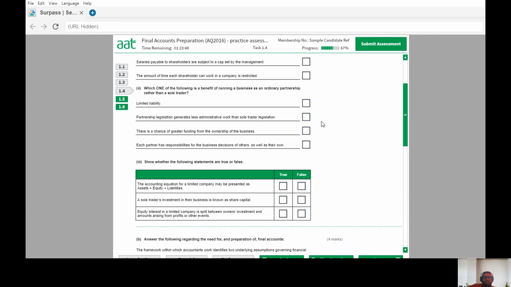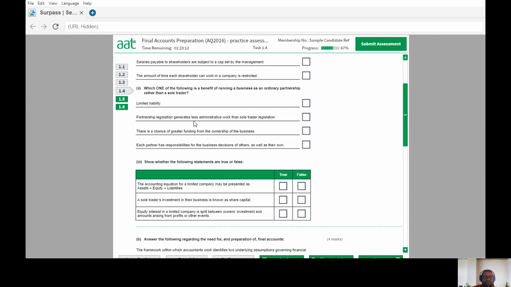Which one of the following is a benefit of running a business as an ordinary partnership rather than a sole trader? So what is the benefit? Sometimes they will give you the benefits of different businesses, or they will give you the disadvantages. So you have to eliminate them before you get to the right answer. If you're looking at an ordinary partnership, limited liability is incorrect, because unless you are in a limited liability partnership, your partnership does not have limited liability. You will have unlimited liability for all your debts.